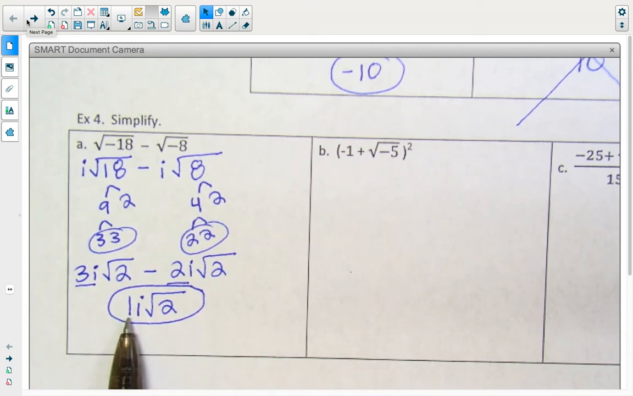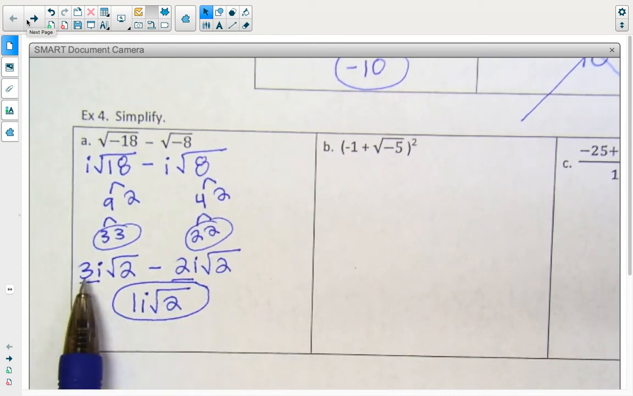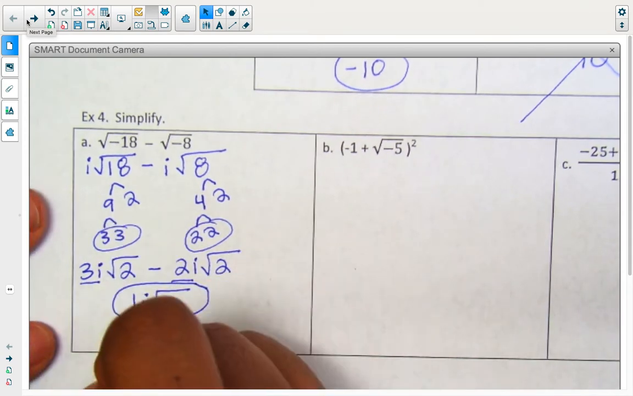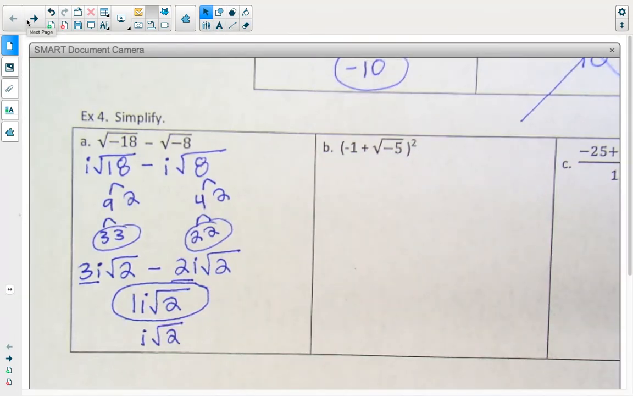You do not need to put this 1 here. I only put it there so that if you're studying and looking back over, you'll know that we did 3 minus 2 to give us 1. But you do not need that 1 there. You probably more times than not would just see it as i square root of 2.